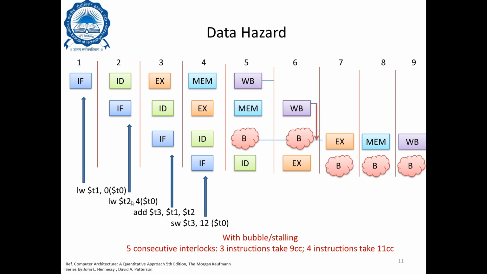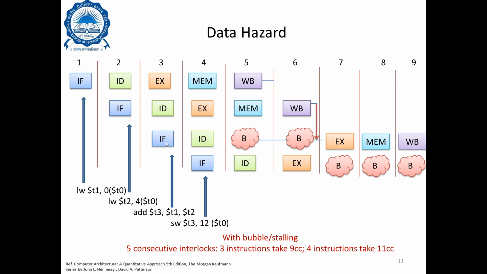So the first instruction, LW $T1, 0($T0), will have instruction fetch, ID, EX, MEM, write back, and finishes in 5 clock cycles. The second instruction, $T2, 4($T0), again after an initiation interval of 1 clock cycle, you start with IF and you finish at WB, which is the second instruction that gets over at 6.